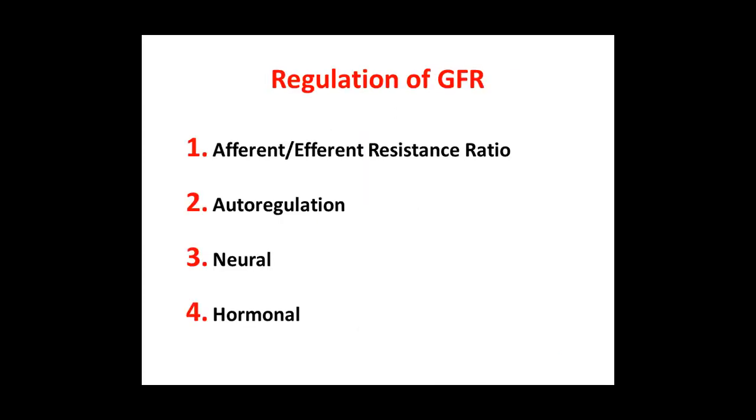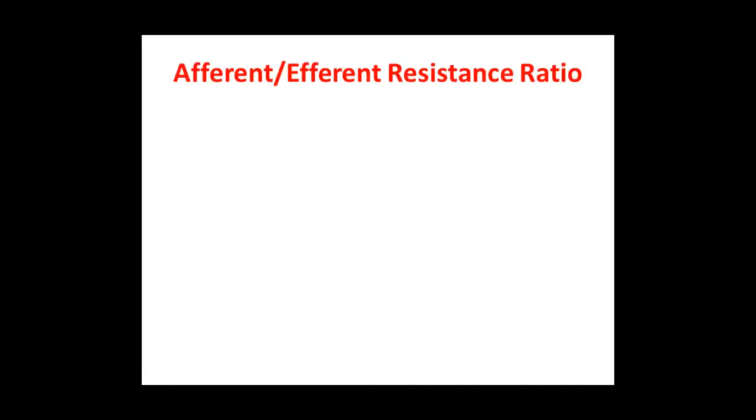Now, how is the GFR regulated? GFR is regulated by several factors. Like regulation in the cardiovascular system, GFR is also regulated by autoregulation or local autoregulation, neural regulation, and hormonal regulation. Apart from that, there is another very important issue of the afferent arteriole-efferent arteriole resistance ratio, which I introduced in my last lecture. So, what is the afferent-efferent resistance ratio?